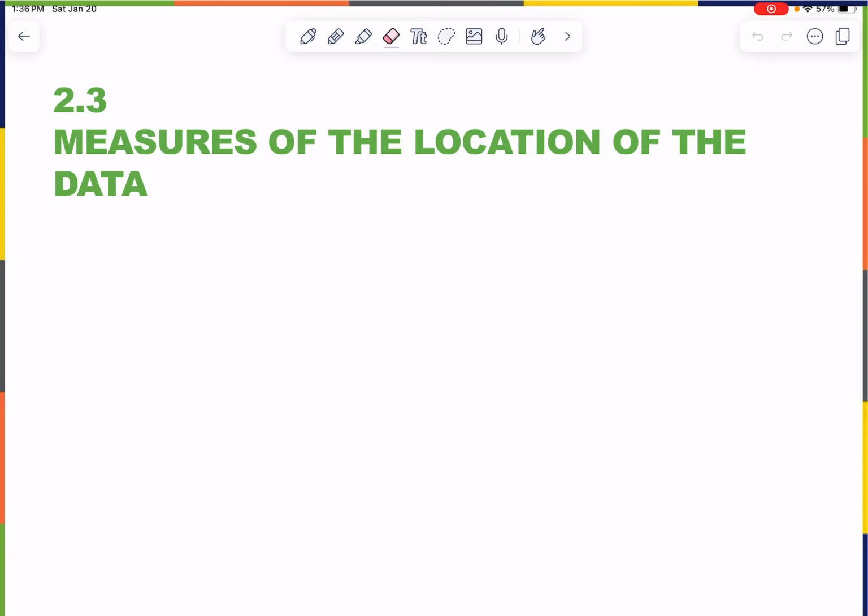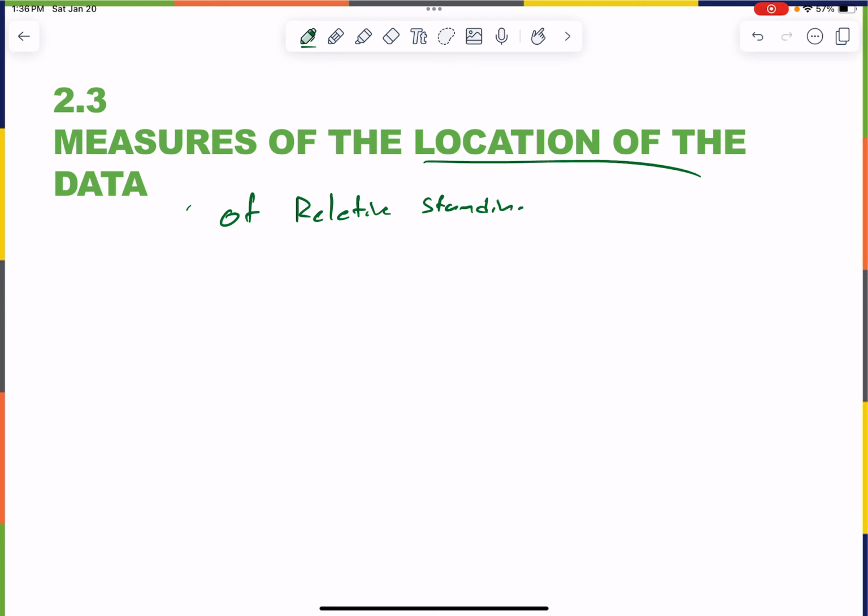Hello everyone. Today we're going to talk about measures of location of the data. This is also referred to as measures of relative standing. It tells you where certain values in the data lie with respect to all the other values in the data.